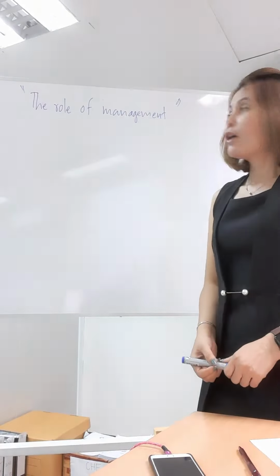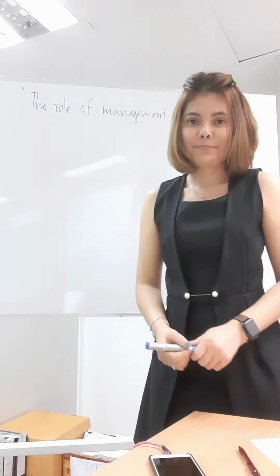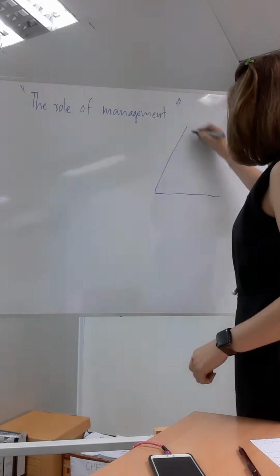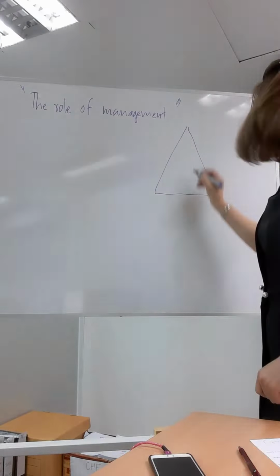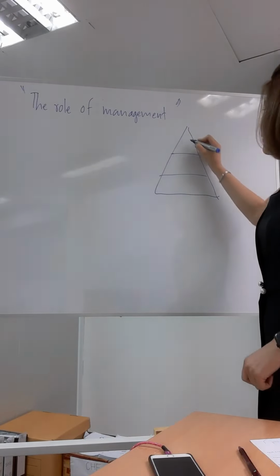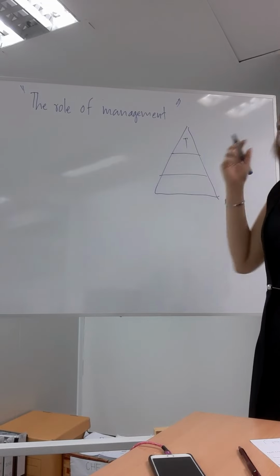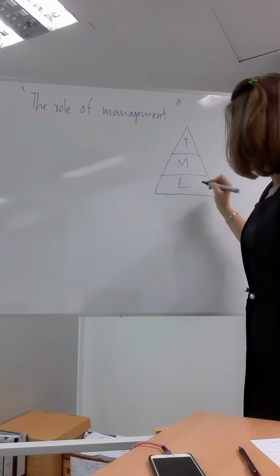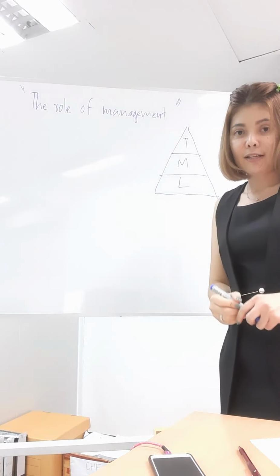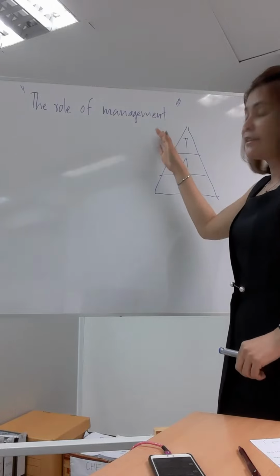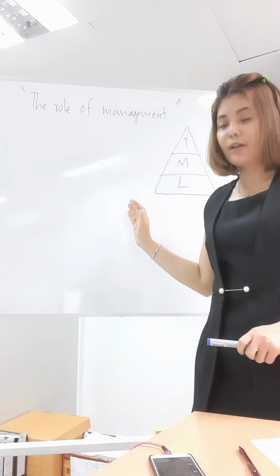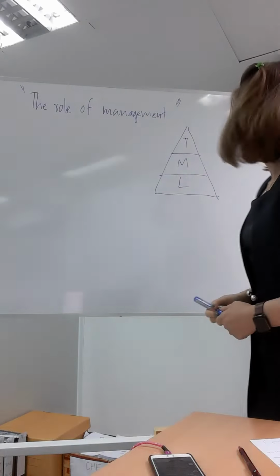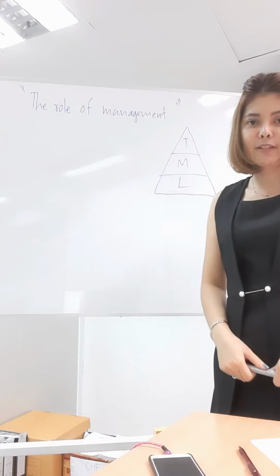Today's lesson is the role of management. The company has three layers of management. First is top management, second is middle management, and third is low management. Today we will see the real role of each management layer. And we will see the top management first.